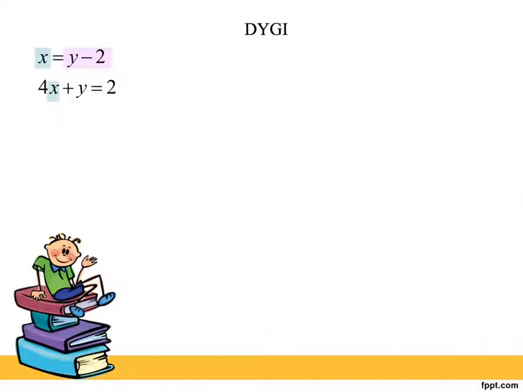Here is the "Did you get it?" So this time you're given x equals y minus 2 and 4x plus y equals 2. Do your best to solve the system of equations using the substitution method you've just seen. Rewind the video if you need help, but remember your job is to substitute. So remember, try to use what you know.